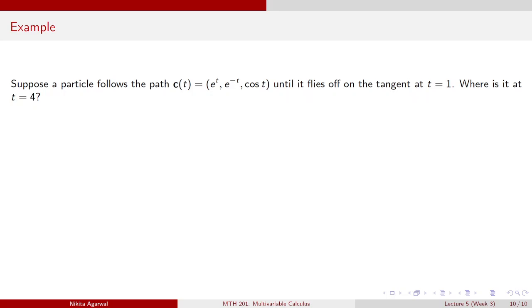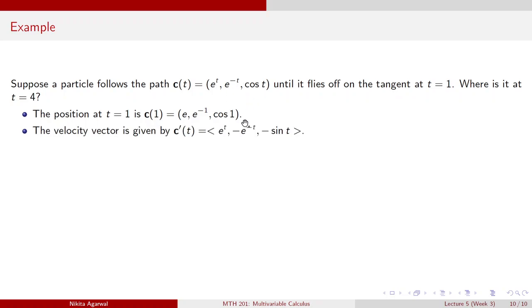For this example, we first need to figure out what the tangent line is. So what is the position at t equal to 1? It is the value at t equal to 1, where you are at t equal to 1. So you put t equal to 1 here, you get this. Now what is the velocity vector? It is given by c prime t. You differentiate each component with respect to t. This is what you get.